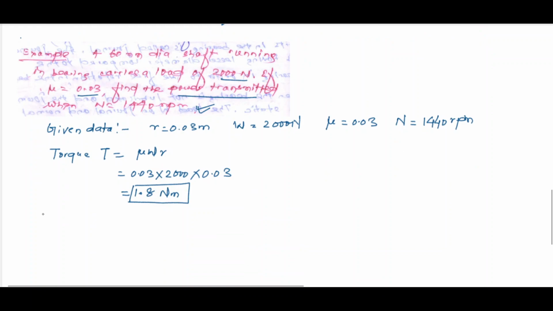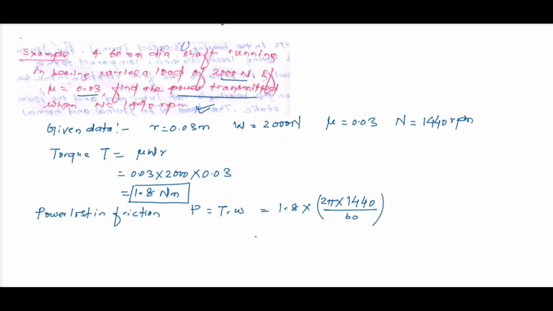The power lost in friction P is equal to T dot omega. So you have 1.8 into 2 pi N, that is 1440 divided by 60. If you calculate, this P will be 271.4 watt.